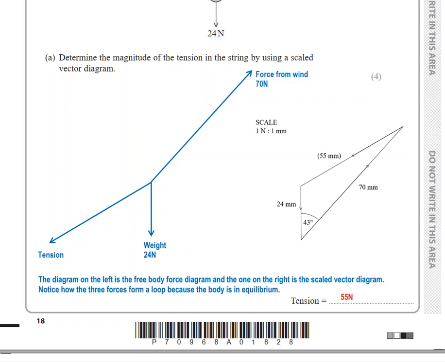So if you look at this, everybody, you can see this is the force from the wind, this is the weight and the tension. And if you arrange these forces tip to tail, what you end up with is a vector diagram. The scaling is also very important because the question says scale vector diagram, not just a vector diagram. So the scaling for this question I have taken as 1 Newton being represented by 1 millimeter. So this is 24 Newton, this is 70 Newton, and when you measure this with your ruler, you will see this is 55 millimeter representing 55 Newton. That's your answer.